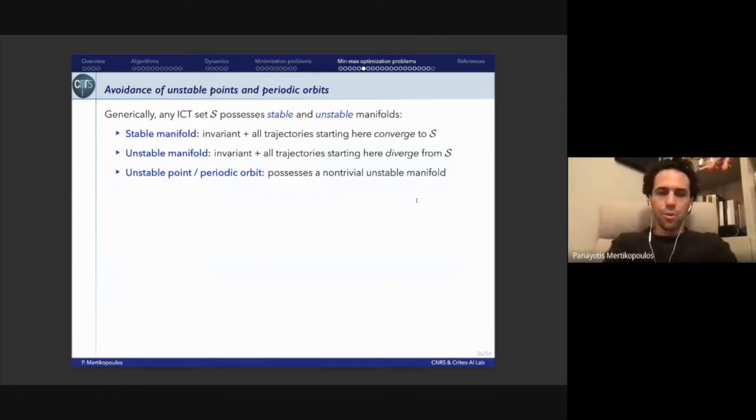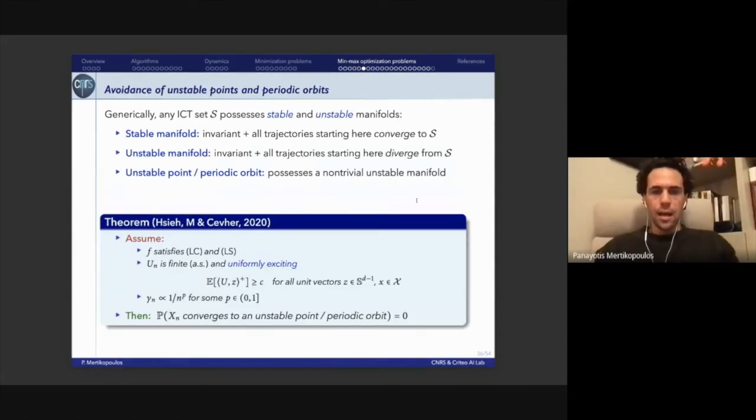There is, of course, some math that goes into this that I'm sweeping under the rug to define these notions properly. But the type of avoidance result that you can get here is that if you have a min-max objective which is Lipschitz continuous and Lipschitz smooth, and you have basically the same assumptions for the noise that you had in the minimization case, then you can show that the probability that you will converge to an unstable point or to an unstable periodic orbit, because again, here we can have much more complicated attracting sets, is precisely 0.